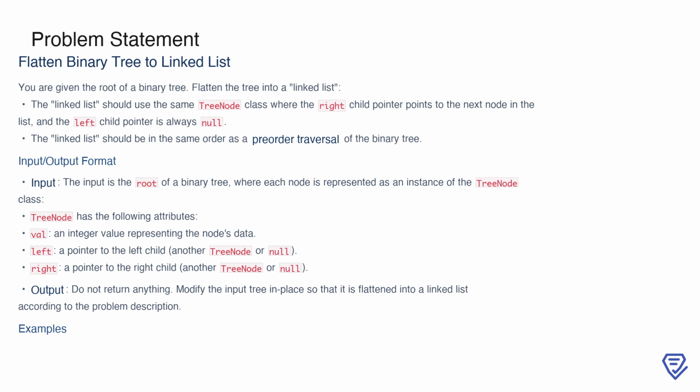Once flattened, each node's left pointer must always be null, and the right pointer will link to the next node in the pre-order sequence. The input to the problem is the root of the binary tree, where each node has three attributes: val for the node's value, left for the left child, and right for the right child. The output, however, isn't a new structure. You are required to modify the tree directly in place, so it becomes the flattened linked list. In other words, the function doesn't return anything, it directly transforms the input tree as described.